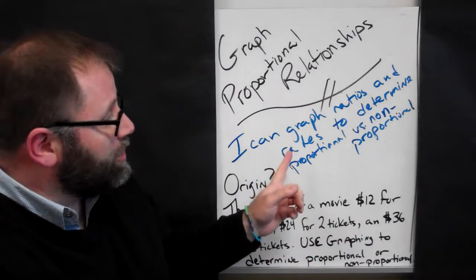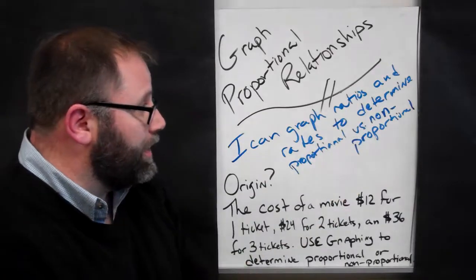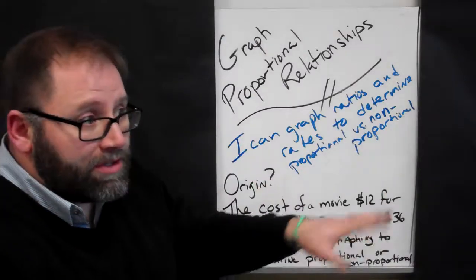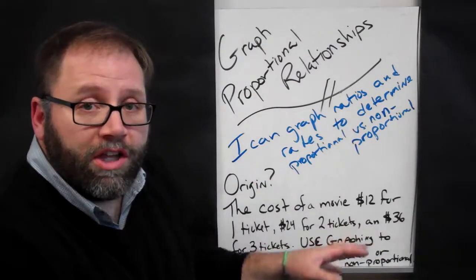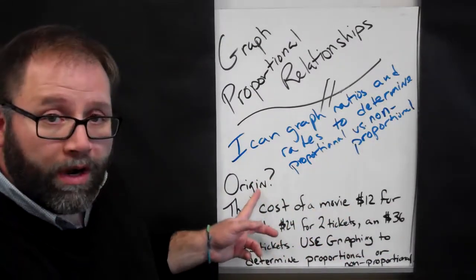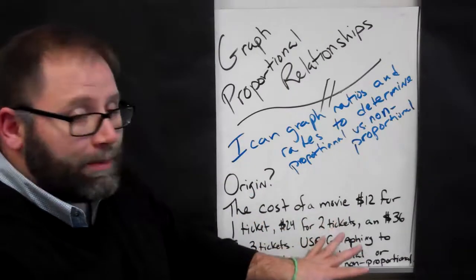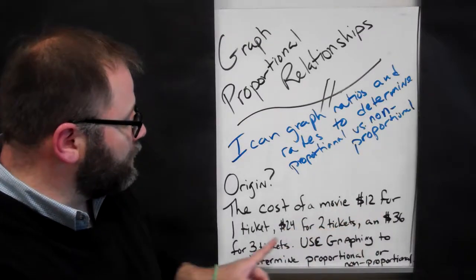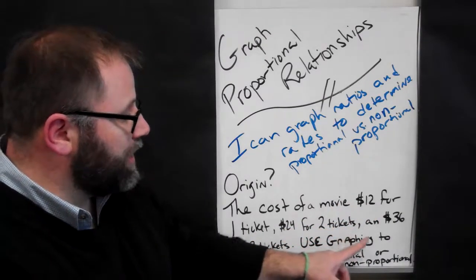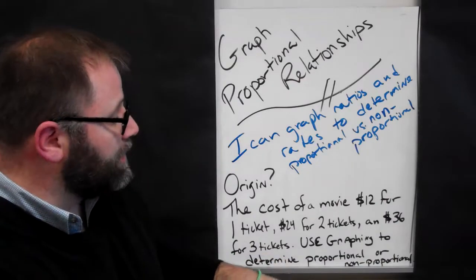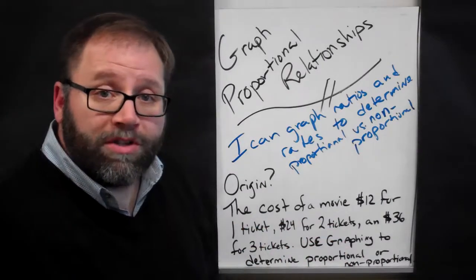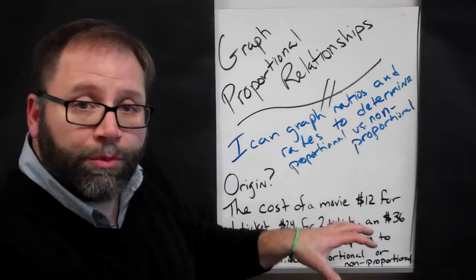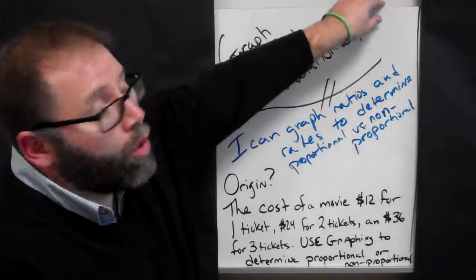So by the end of this, you will graph ratios and rates to determine proportional versus non-proportional. And what you'll be able to tell us specifically is you'll be able to describe what and where the origin is. And you'll also be able to solve a problem like this. The cost of a movie is $12 for one ticket, $24 for two tickets, $36 for three tickets. Then you're able to use a graph to determine if that relationship is proportional or non-proportional.